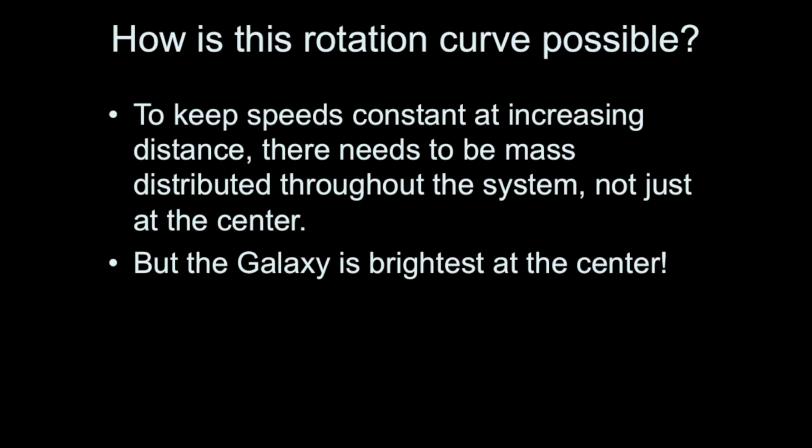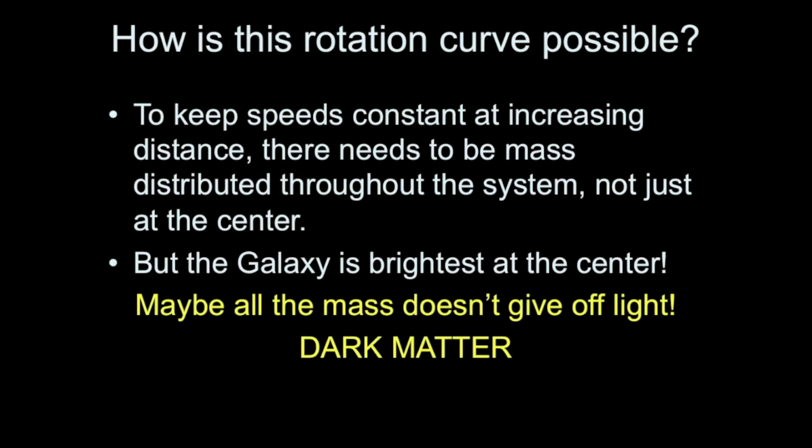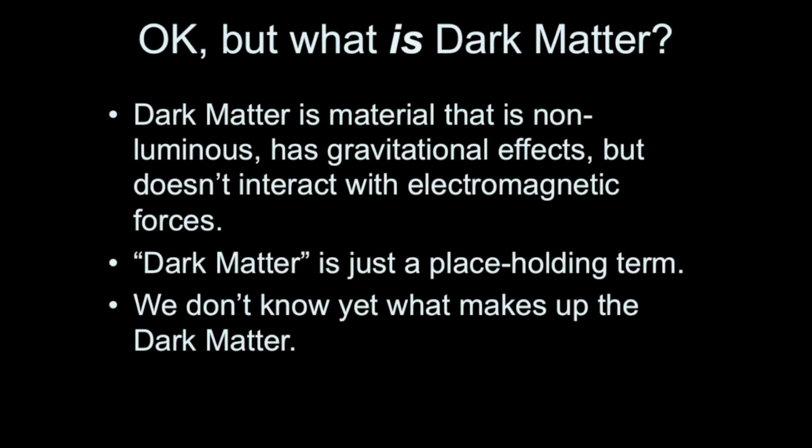But you might ask, the galaxy is brightest at the center, so what is this other mass? Well, that's a problem unless we consider that perhaps all the mass of the galaxy doesn't give off light. And so that leads us to the idea of dark matter, that there's additional mass within our galaxy that isn't luminous. But what is the dark matter?